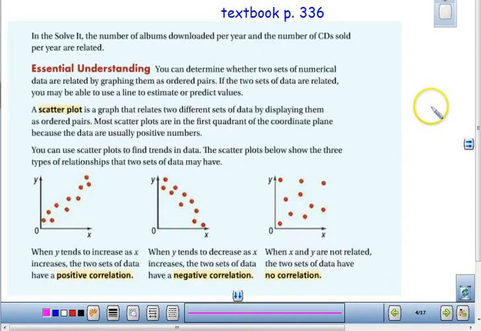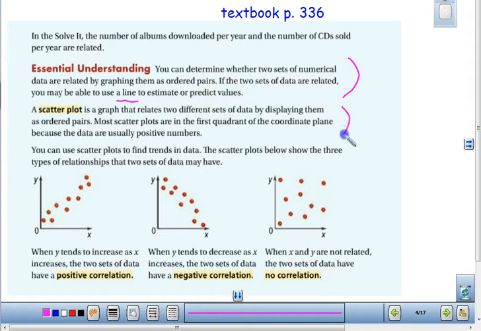As you look at these definitions on this page, pause it or go to your textbook and copy these down. The key thing that we are looking for is that you can determine whether two sets of numerical data are related. You're going to graph them as ordered pairs, and if the two sets of data are related, we're going to be able to use a line to estimate or predict their values.